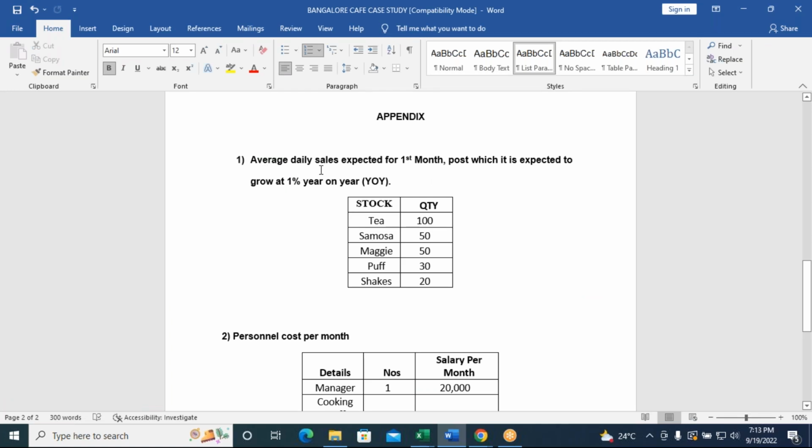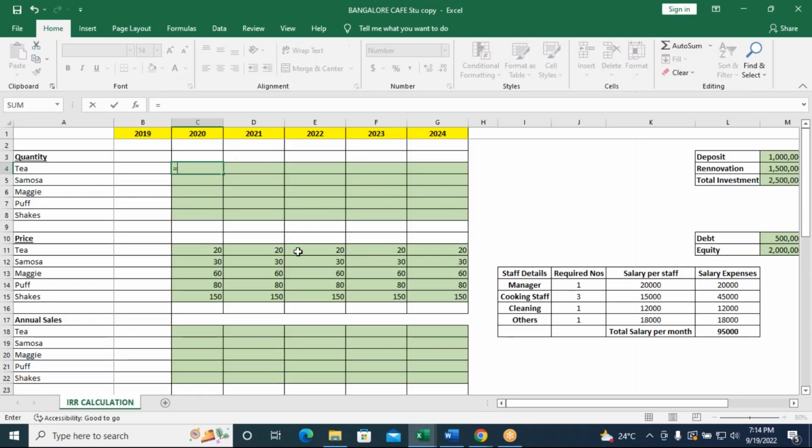365. So 365, here, look at the question. Average daily sales means the quantity that they are going to sell for one day. So per day, 100 tea will be sold, 50 samosas will be sold, 50 Maggies will be sold. Like that, I need to calculate it for 365 days.